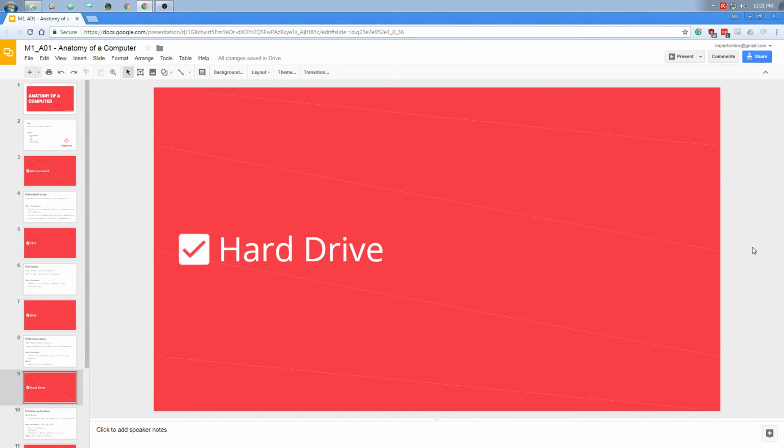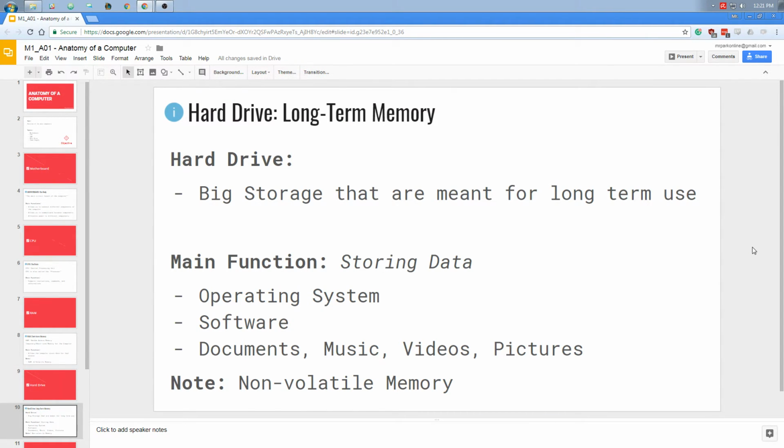Unlike the hard drive. The hard drive is our long-term memory for the computer. It's the big storage that is meant for long-term use, and its main function is to store data. Within your hard drive, you put your operating system, your software, your documents, music, videos, and pictures, and many other things that you can think of. And unlike RAM, hard drives are non-volatile memory, so when we stop giving it power, when we turn off our computer, our data is still stored in our hard drive.